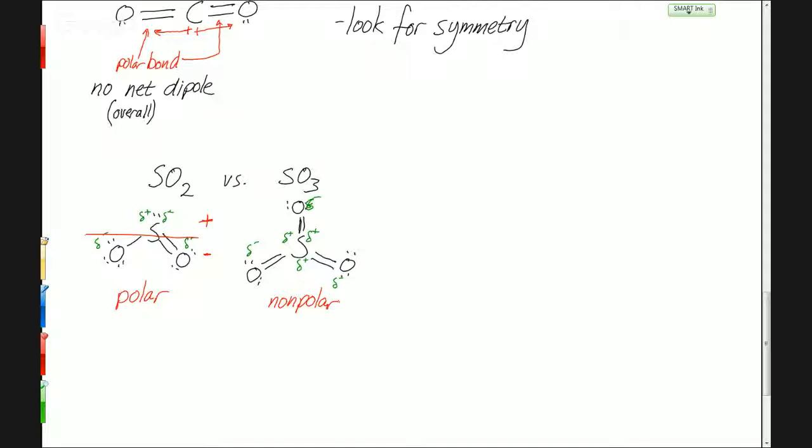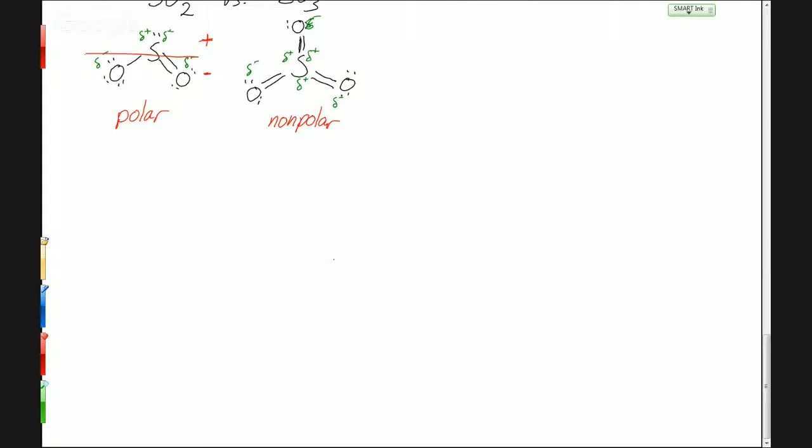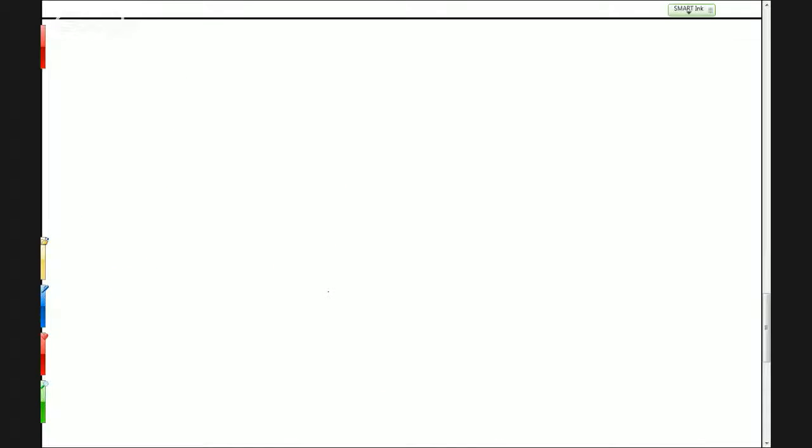Sound good? All right, so let's think about how this then helps us to talk about what happens when molecules get together with each other. And this is a really important part of chemistry because it really is predictive in that it helps us to explain things and it helps us to predict what we're going to find. This all goes under this heading of intermolecular forces.